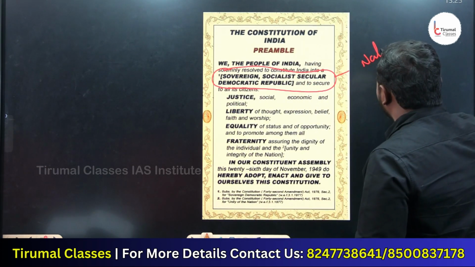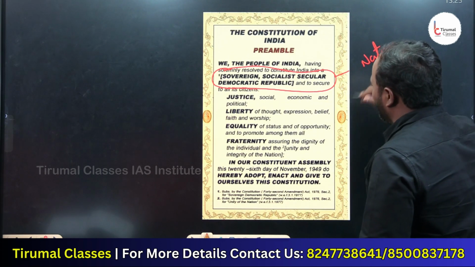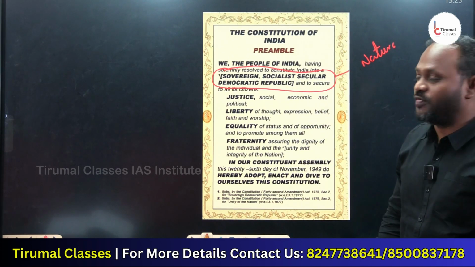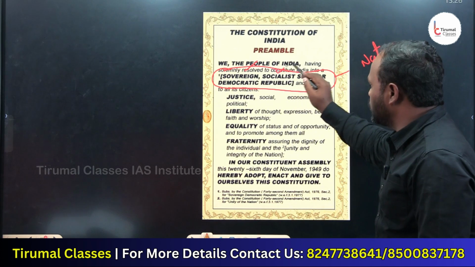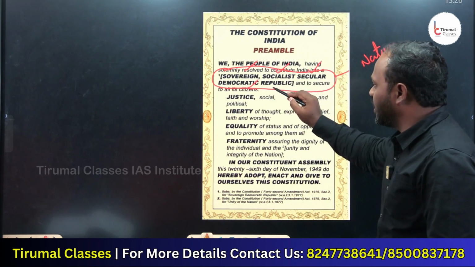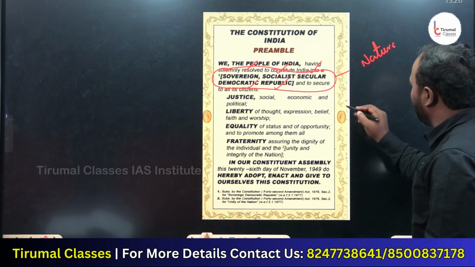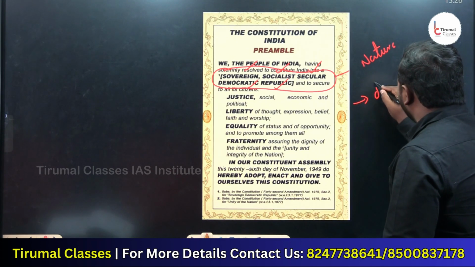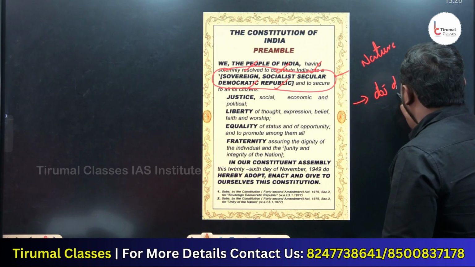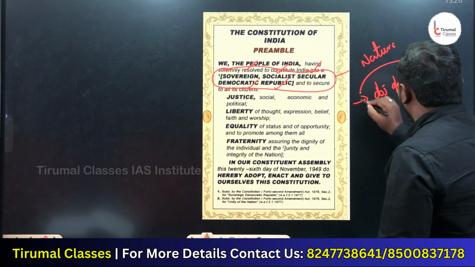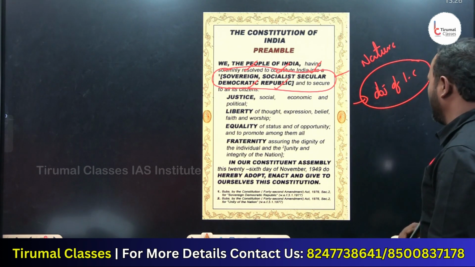We call them the nature of the Indian state. What are the keywords that explain the nature of the Indian state? Sovereign, socialist, secular, democratic, republic. And next we will be talking about the objectives of the Indian Constitution. What are the objectives of the Indian Constitution?